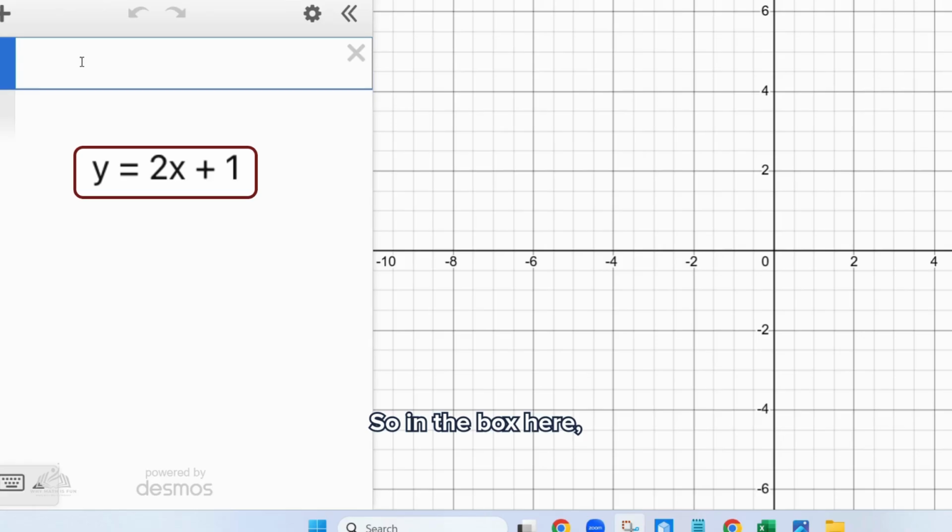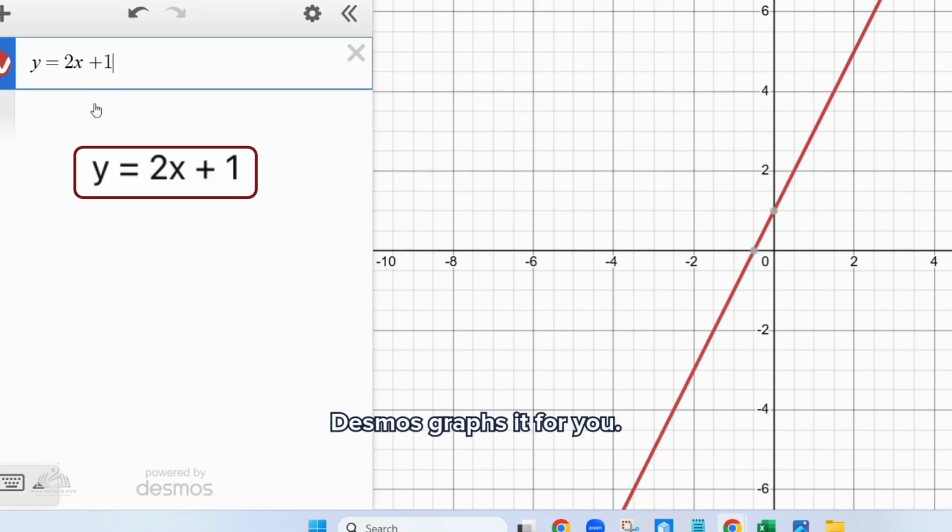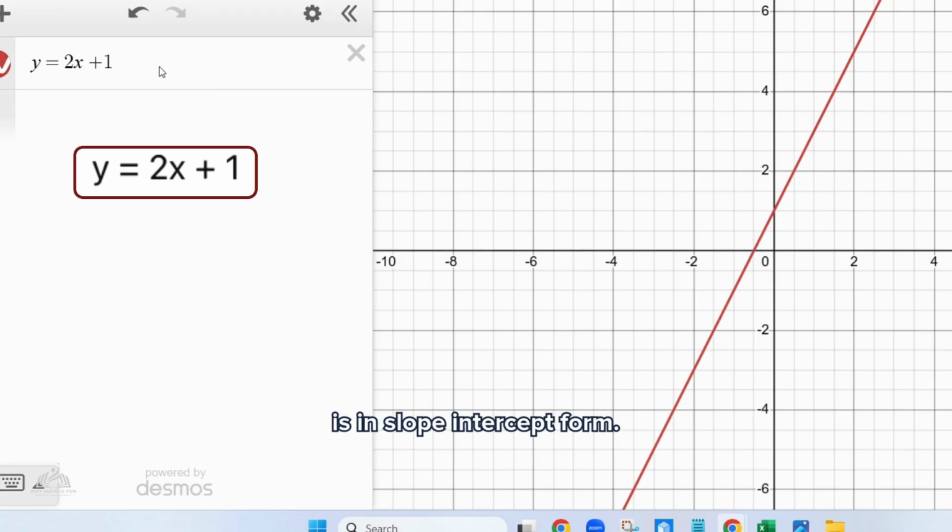So in the box here, we're going to type y equals 2x plus 1. And there, Desmos graphs it for you. And this equation is in slope-intercept form. y equals mx plus b, where m is the slope and b is the y-intercept.